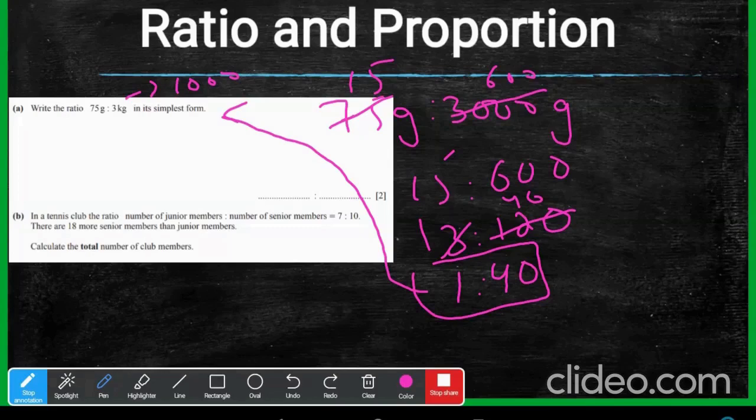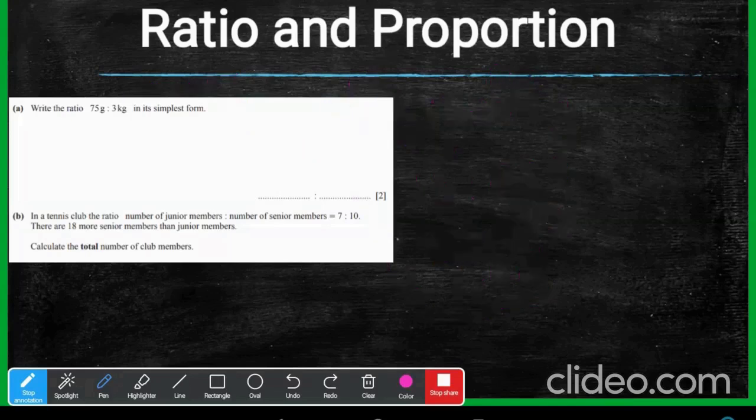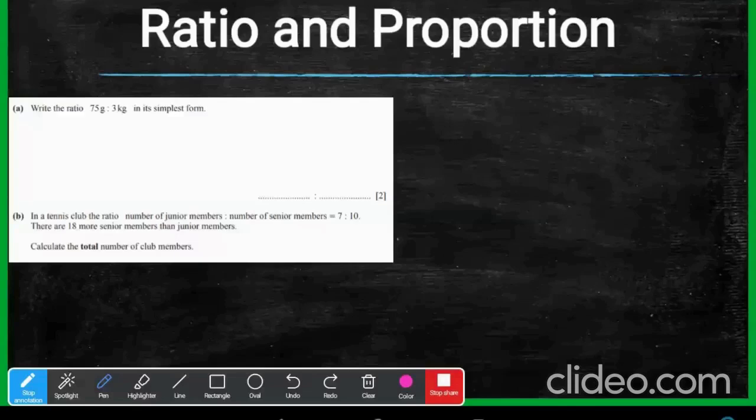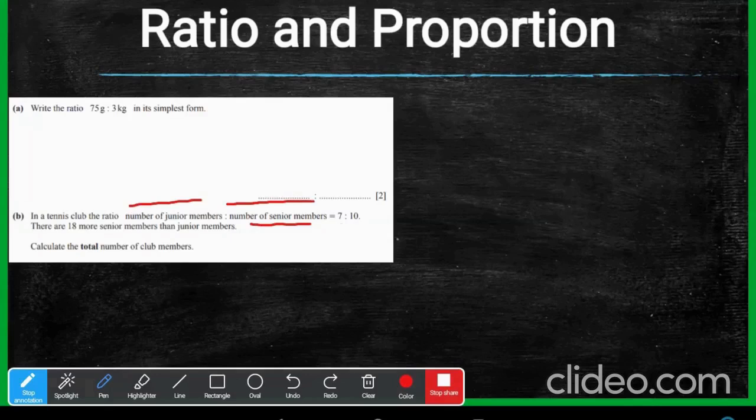Now, in a tennis club, the ratio of number of juniors to number of seniors... there are 18 more senior members than junior members. Calculate the total number of club members. First, we need to understand the concept of this question. They're saying there are 18 more senior members than juniors. So this is number of junior, this is number of senior, and the ratio is 7:10. And we know that seniors are 18 more than juniors.